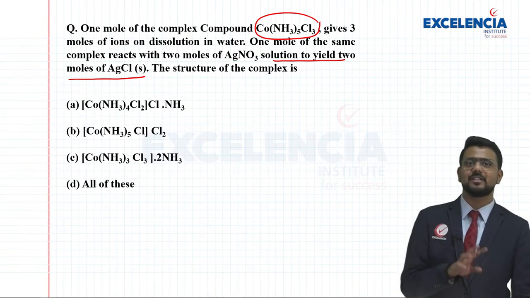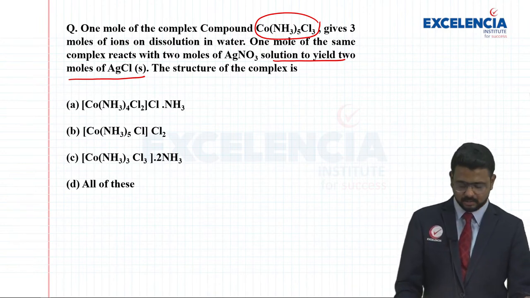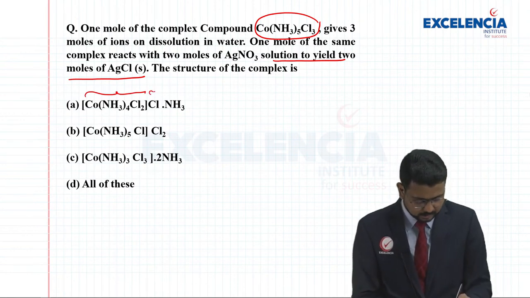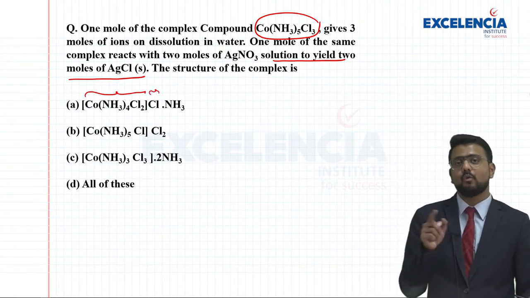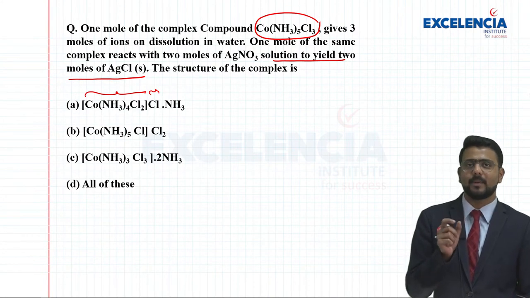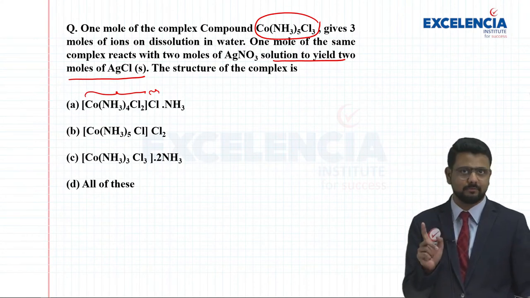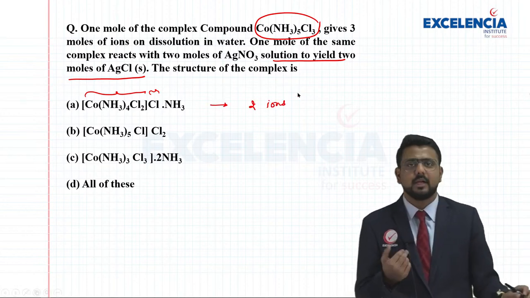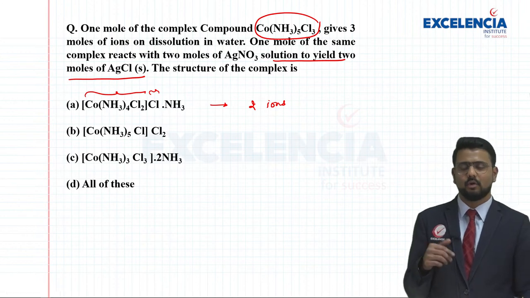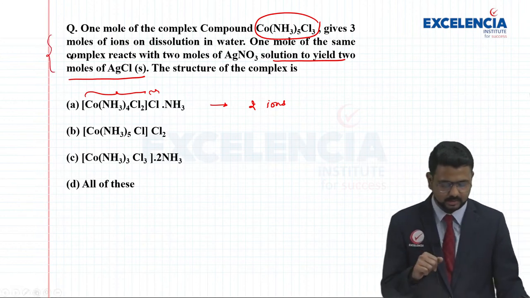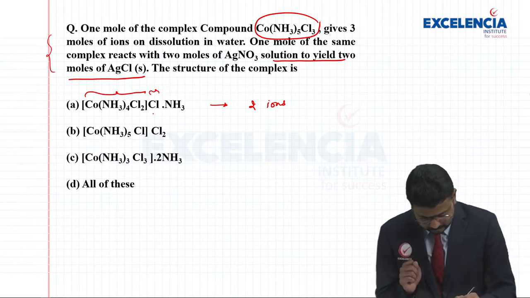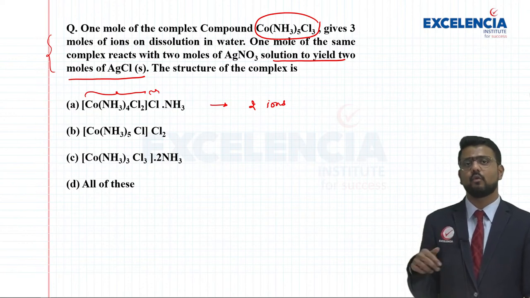So the question here is the structure of the complex. These are the options. In the very first option, this is the coordination complex, and this is the counter ion Cl. Outside the coordination entity you have only 1 chloride. So when it dissociates, first and foremost, it is going to give only 2 ions. As per the question, it is giving us how many ions? 3, right? So definitely that cannot be your answer. And all the more, if it is producing just 1 Cl-, it is going to give only 1 mole of AgCl.